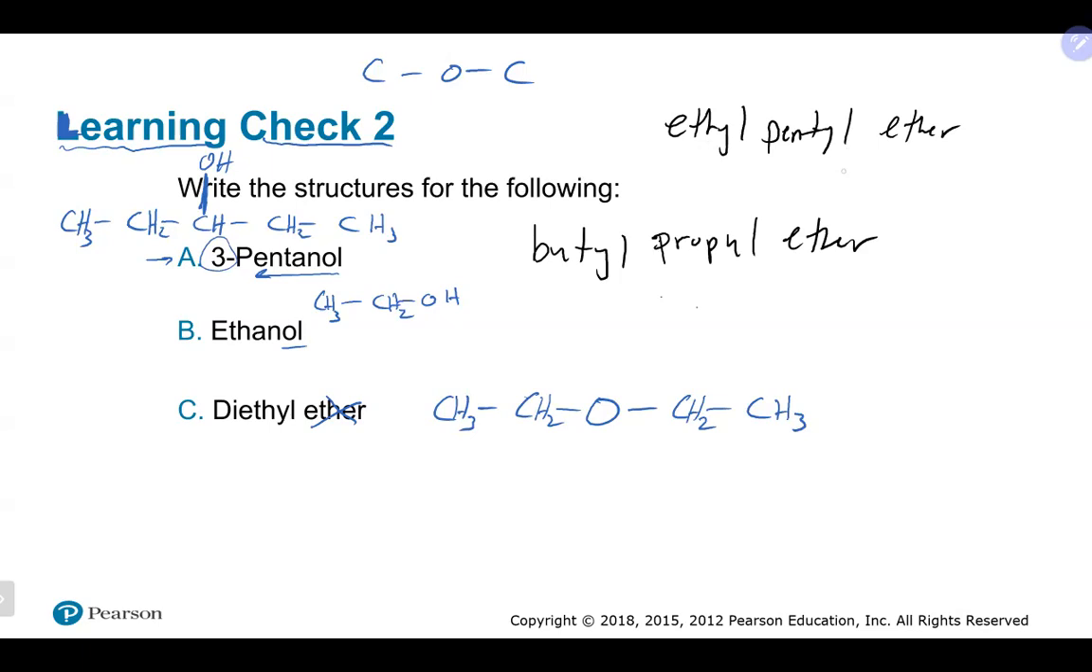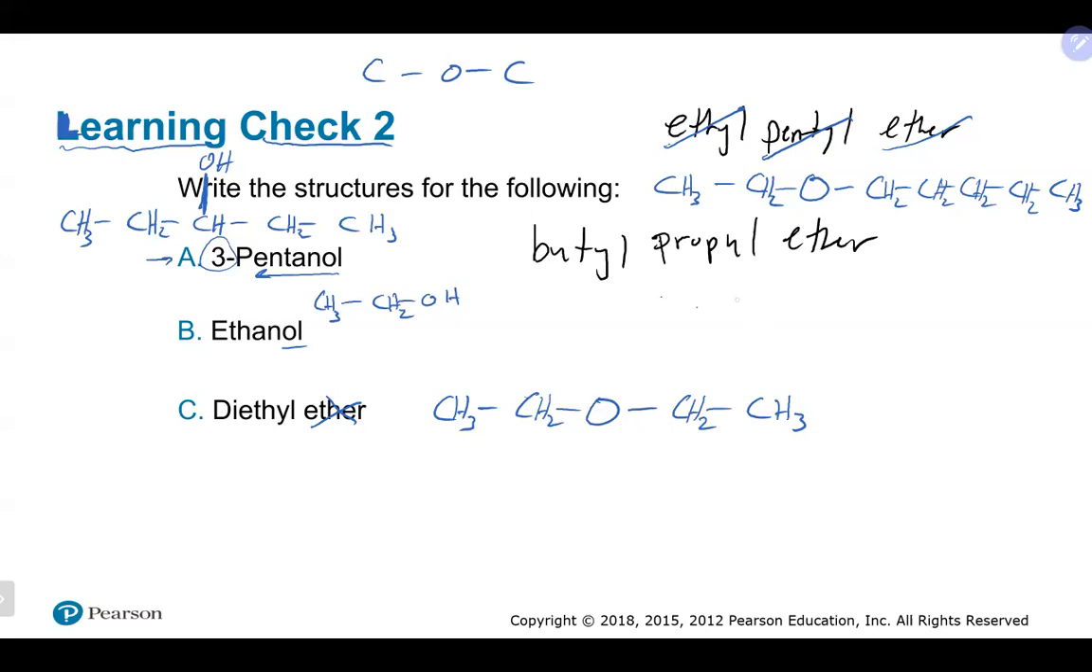Same thing here. I'm going to start with my oxygen because it's an ether, and I'm just going to put my groups. So pentyl is 5. So that is 1, 2, 3, 4, 5. And the other side is ethyl, which is 2. So 1 and 2. And at this point, we're just going to pop in our hydrogens. So 3 here, 2, 2, 2, 2, 2, and 3. Any questions on that one?